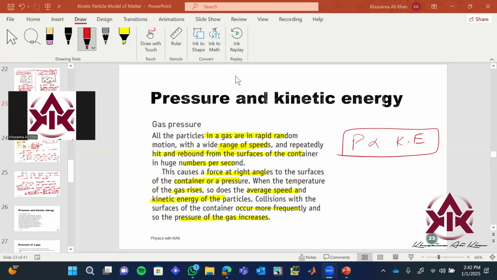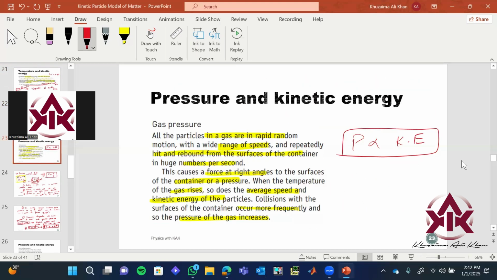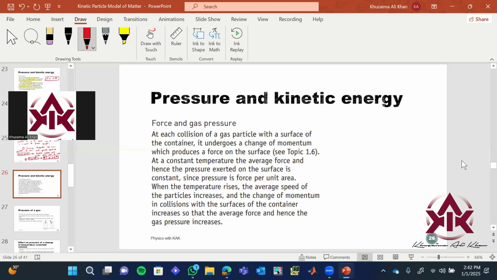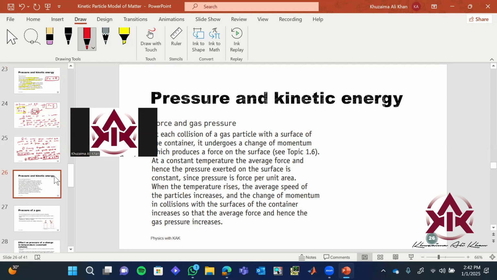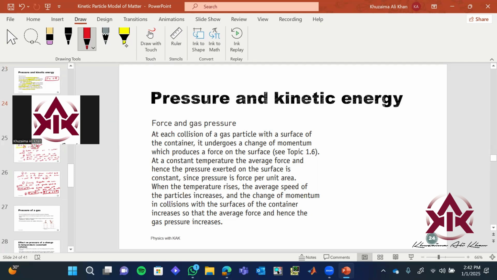Okay, I hope it makes sense, and it's pretty simple and straightforward. We have discussed temperature and kinetic energy, and we have discussed pressure and kinetic energy. This is just restating the last thing we have studied. Further, what are they saying? Force and gas pressure, right? So this is just the thing which we have discussed.